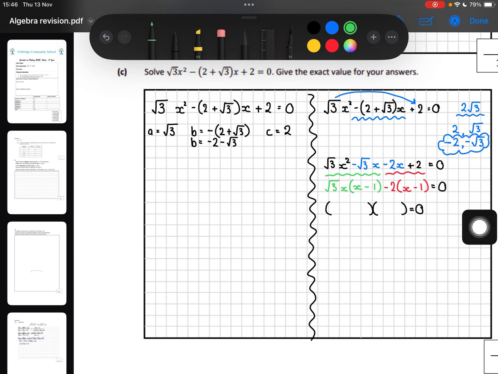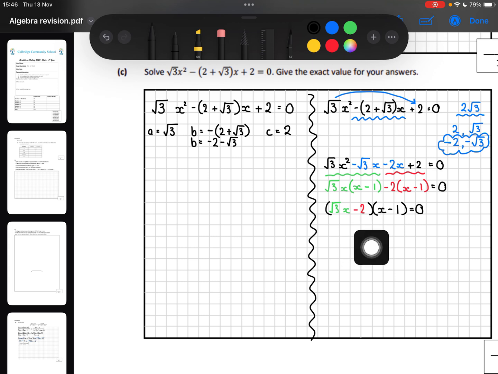So the brackets are in common, which means I take what's outside both brackets and put them together in one bracket, either the first or second, it doesn't matter. And then I put the bracket in common in the other bracket. Okay, that's it, factorized. It didn't ask me to factorize, it asked for me to solve.